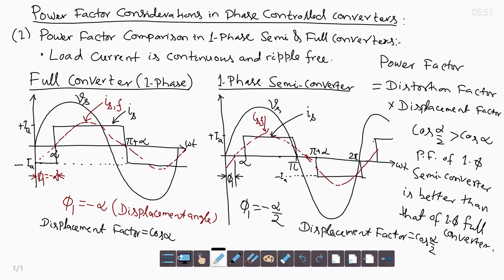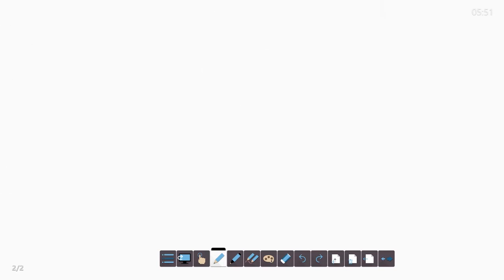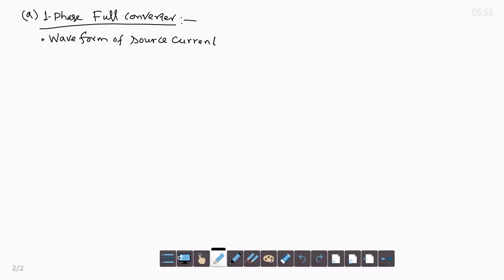Also we will mathematically prove it and derive the exact values of power factor, displacement factor, distortion factor and harmonic factor in the single phase semi converter and full converter. So again let us consider the single phase full converter. Consider the waveform of the source current, because source current decides the power factor. This is the waveform which you have drawn in the last slide. We will consider that slide.